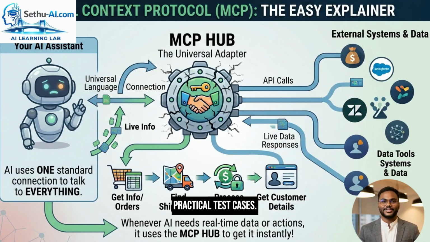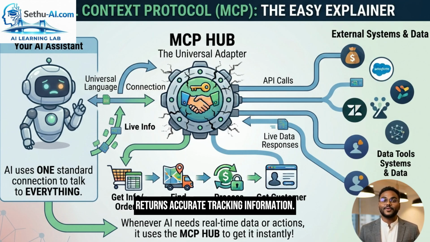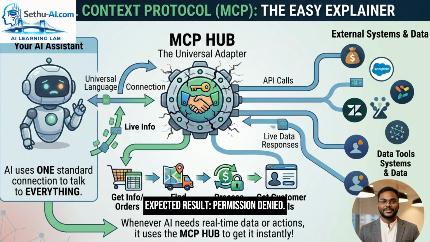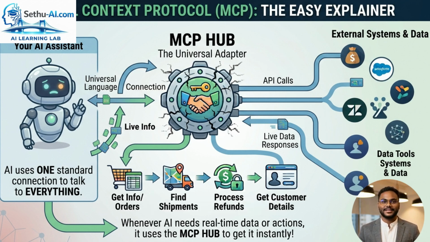Let's look at some practical test cases. Test case 1. The customer asks, "Where is order number 45892?" Expected result. The AI retrieves the correct order, checks the shipment, and returns accurate tracking information. Test case 2. The customer enters an invalid order number. Expected result. The assistant clearly says the order was not found, without inventing information. Test case 3. The customer requests another customer's order details. Expected result. Permission denied.